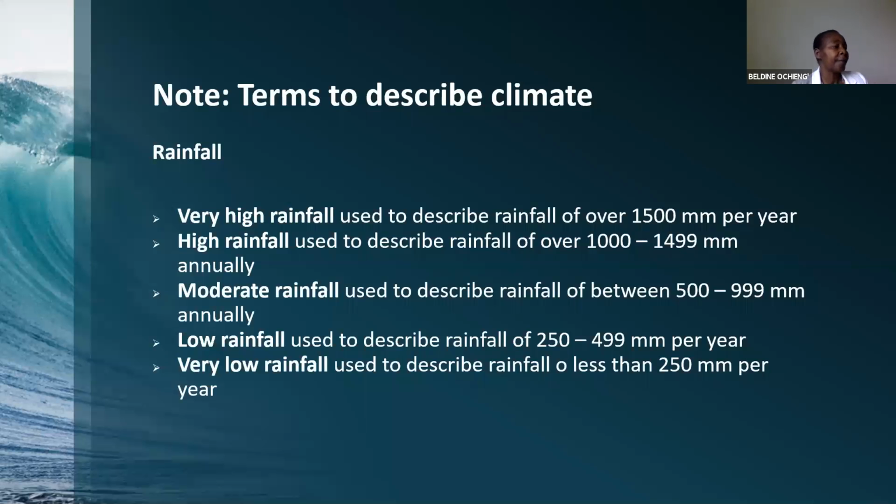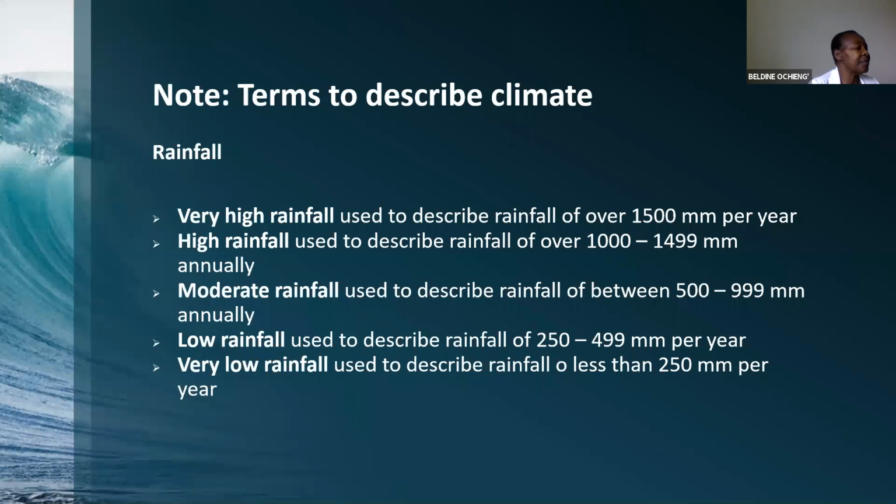over 1,500 millimeters per year or per annum. We talk of very high. You will get it when you talk of very high, and you mean from beyond 1,500. But if you talk of very high, then you have just 1,000 millimeters per annum, you'll not score, because 1,000 is not very high, but it is high.